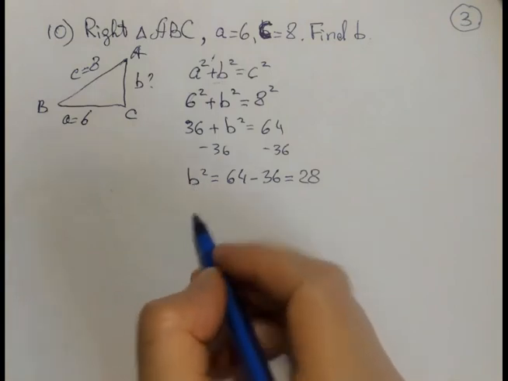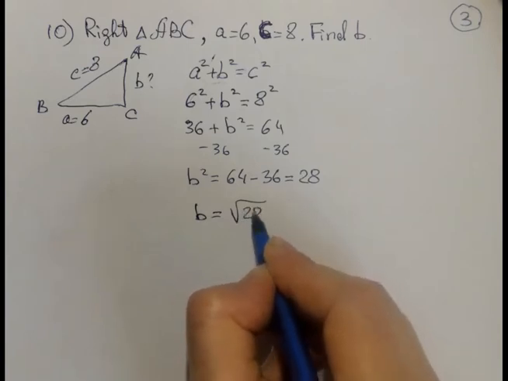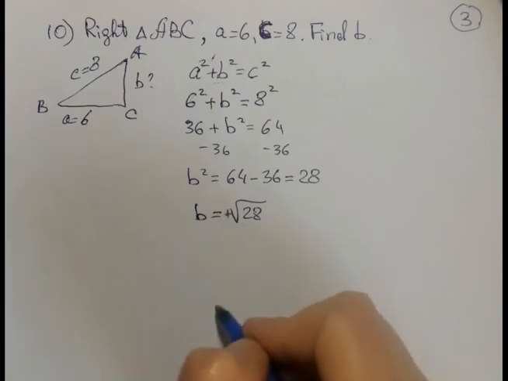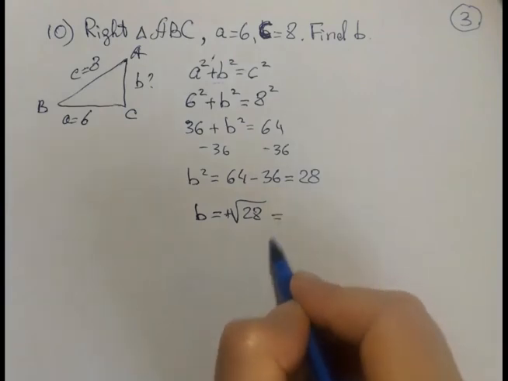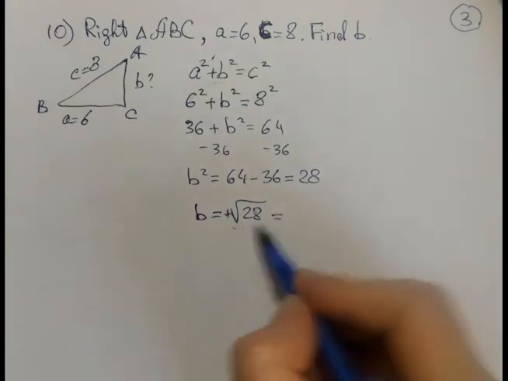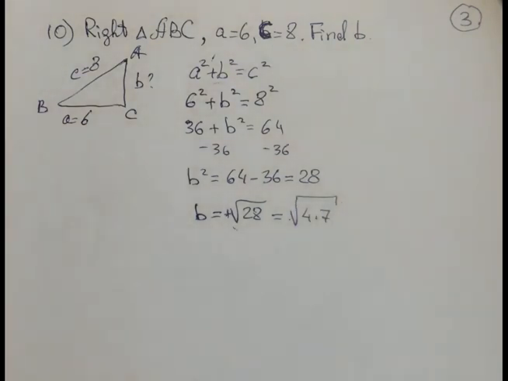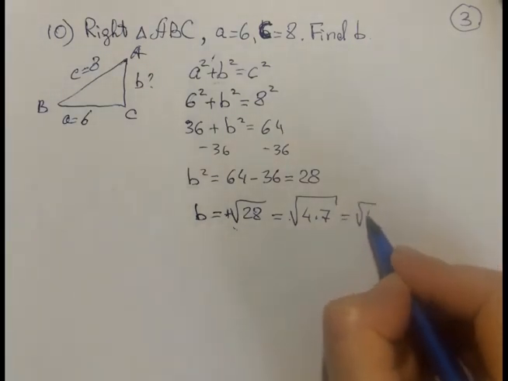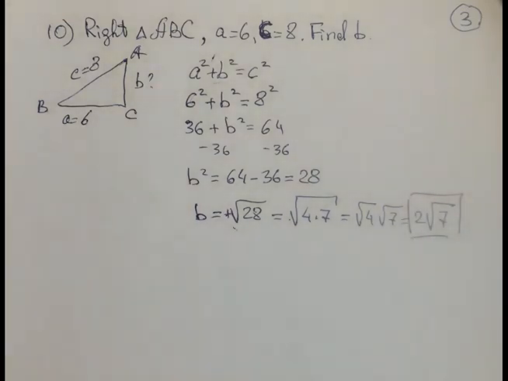And let us take a square root. b equals square root of 28. This time we don't need to write plus or minus. We know that the side length must be positive. And we can simplify the square root a little bit, since 28 is the product 4 times 7. Square root of a product is a product of square roots, so square root of 4 times square root of 7. Square root of 4 is 2, and we get the answer 2 square root of 7.